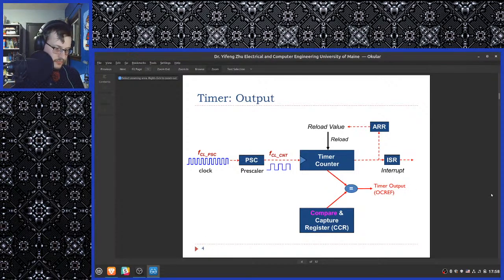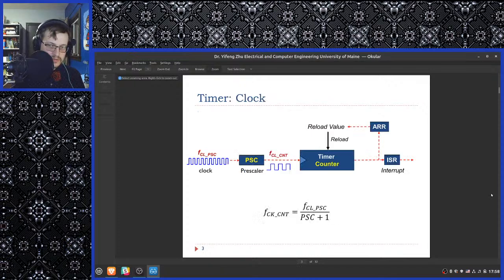Isn't frequency of clock count the clock speed advertised on processors? That's a good question.